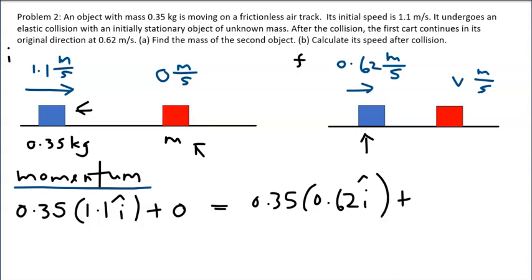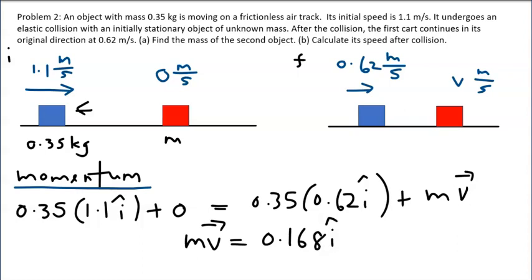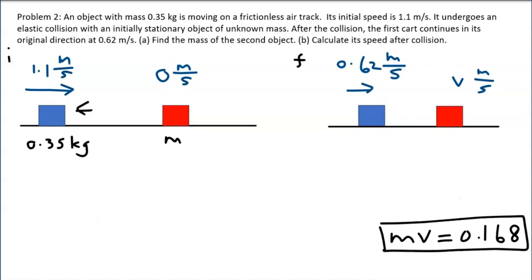The red box, the mass is m, we don't know, and the velocity is v. That will give us the product mv to be 0.168 I hat, or quite simply, if we drop the vector sign, 0.168. So let's box this equation. Now there are two unknowns, so we need one more equation.